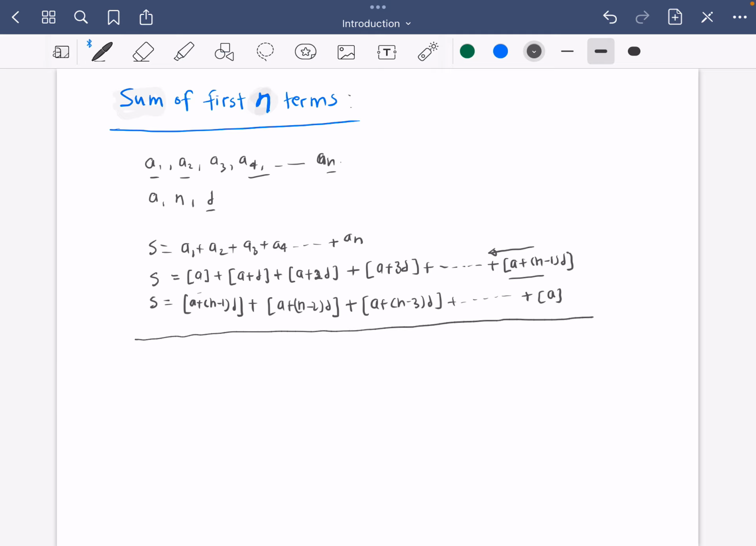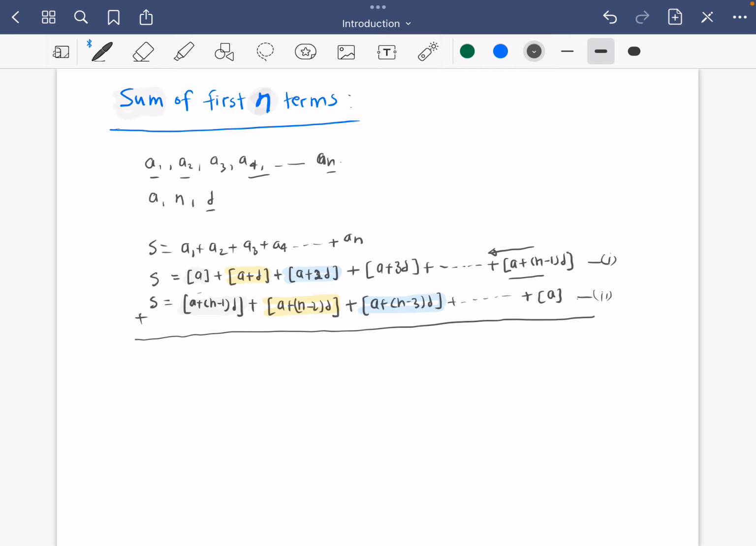And now I want to add these terms. I will add the first term to the last term, the second term to the second last term, and the third term to the third last term, and so on. I'll add each term of this AP to each term of the other one, each term of equation 1 to equation 2.